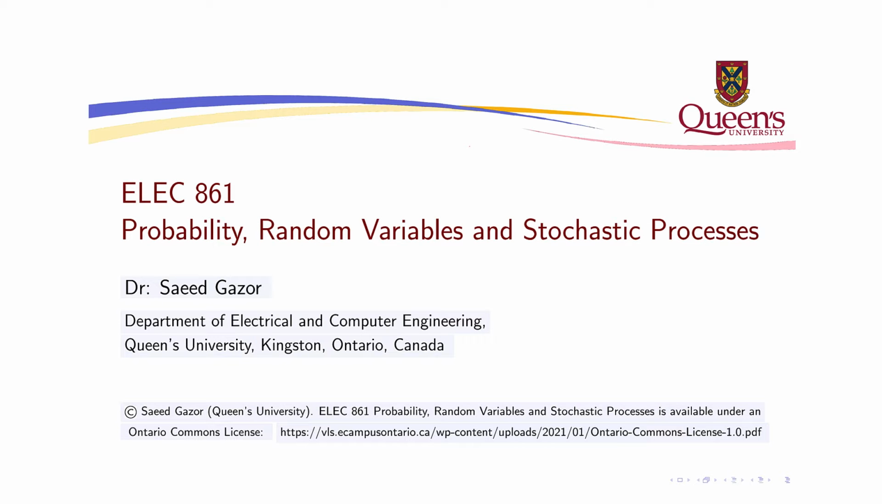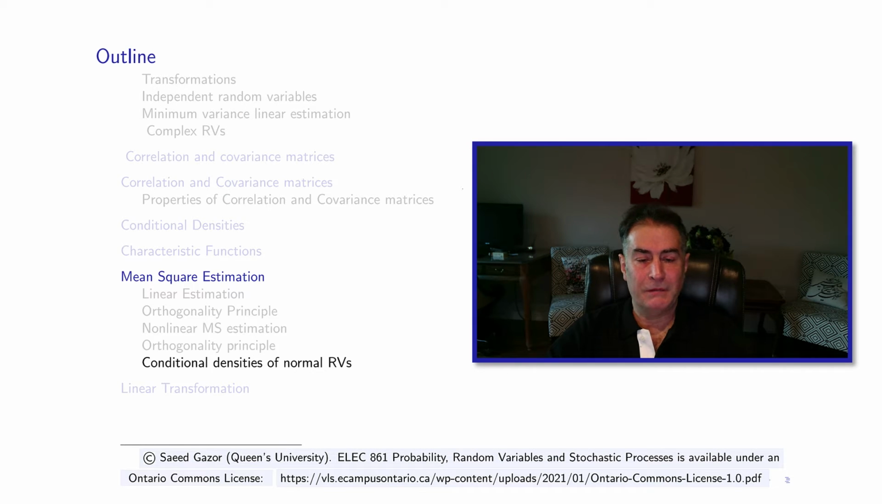So the case of jointly normal random variables makes things simpler and linear. One of the properties of normal random processes is that when they go through a linear system, they remain jointly normal. And we'll learn about that in the next chapter. So conditional densities of normal random variables have this interesting property.